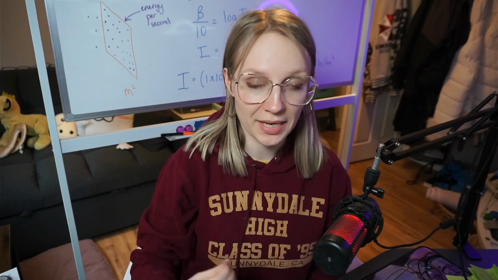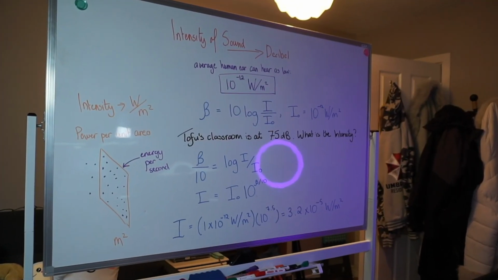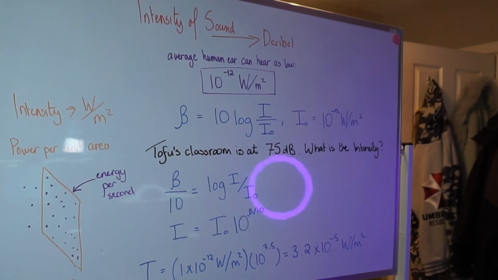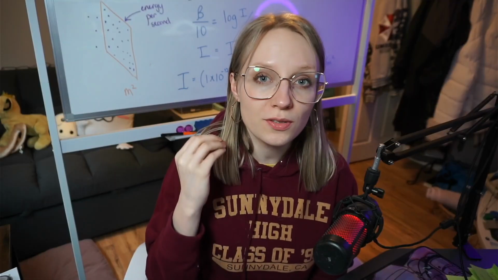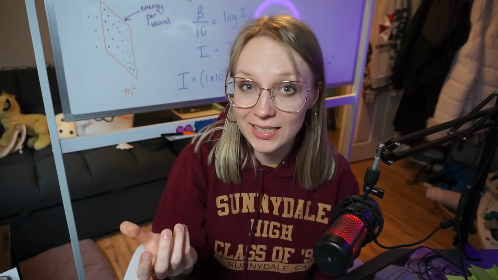The expression is beta, which is decibel, is equal to 10 log times the intensity of the sound that we're measuring over the threshold of hearing. The threshold of hearing is the minimum sound a human can hear, which is usually 10 to the minus 12 watts per meter squared.